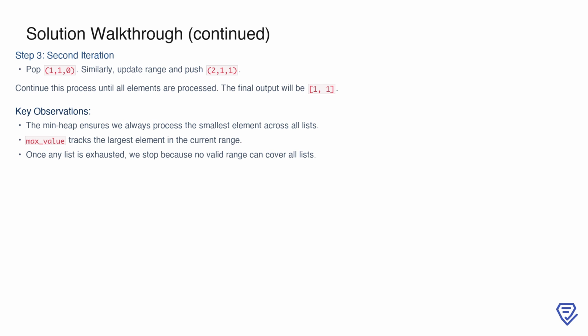For example, when we pop (1, 1, 0), the range remains [1, 1], and we push (2, 1, 1) from list 1. This process continues until all elements are processed. The key observations here are that the min heap allows us to efficiently access the smallest element, while max_value ensures we maintain the largest element in the current range. Once any list is exhausted, we stop since it's no longer possible to form a valid range covering all lists. For this example, the final output is [1, 1].